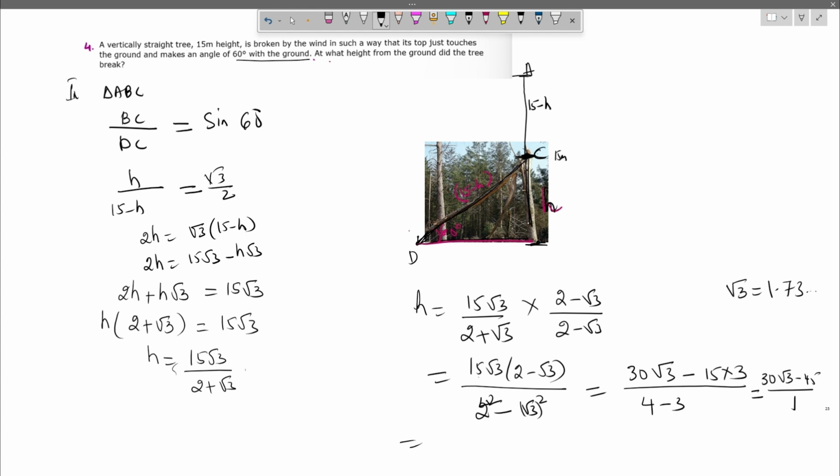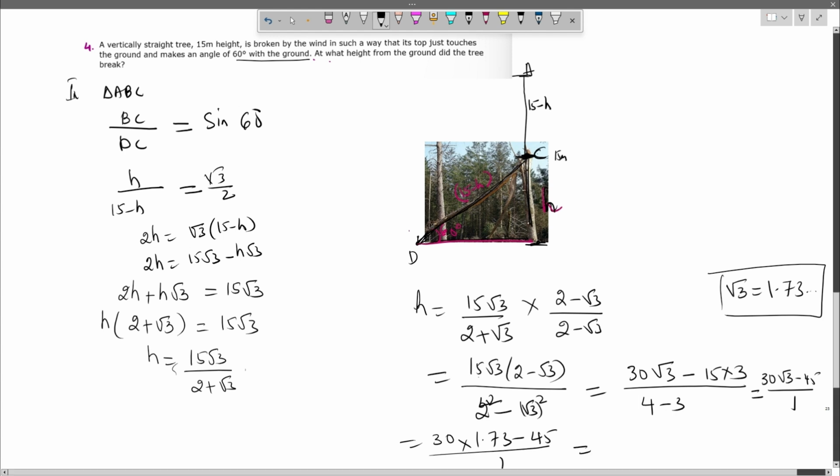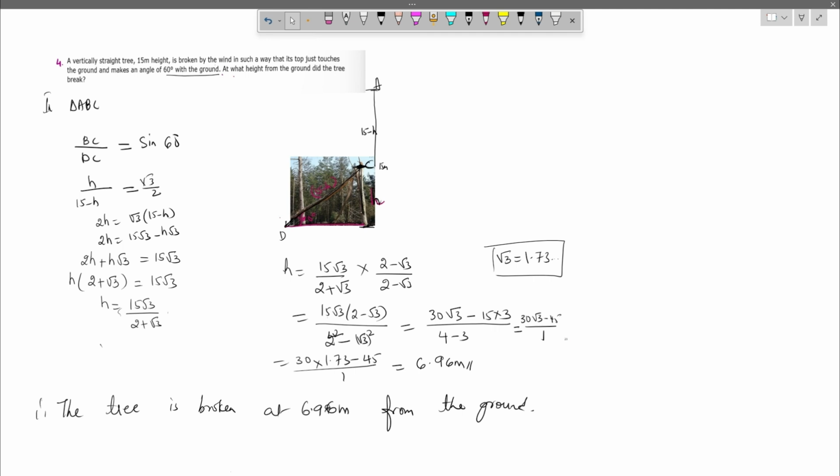Now here, if we substitute root 3 is equal to 1.73 and then subtract 45 from it, you will get 6.96 meter. Therefore, the tree is broken at 6.96 meter from the ground.